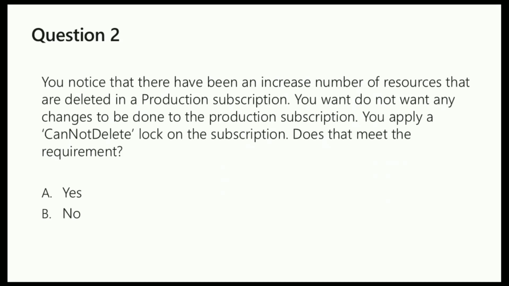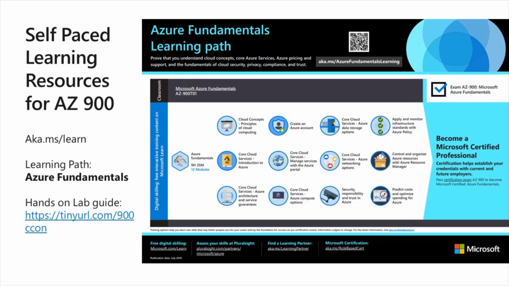Okay, here we've got an increase of the number of resources that are deleted. How we apply a cannot delete lock on the subscription. Does that meet the requirement? In this case, no. So we do not want any changes to be done to the production subscription, and we apply a delete lock. Do you know why this doesn't meet the requirement? Remember that there are 2 locks. There's read only and delete. Delete lock allows you to do anything up to your level of authorization except delete. So that's the linchpin there.